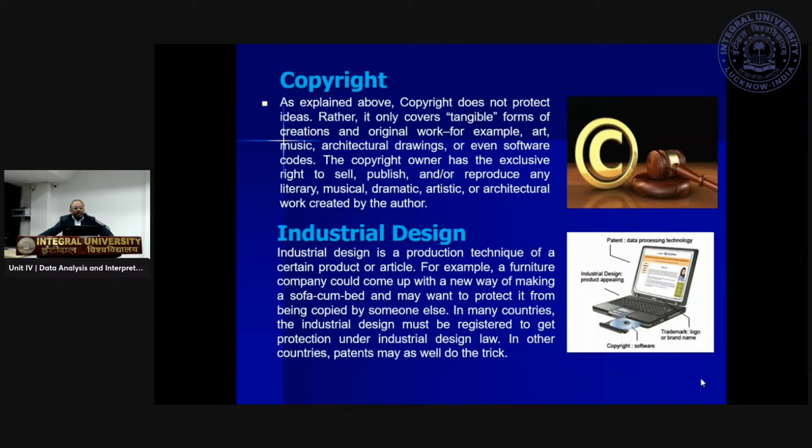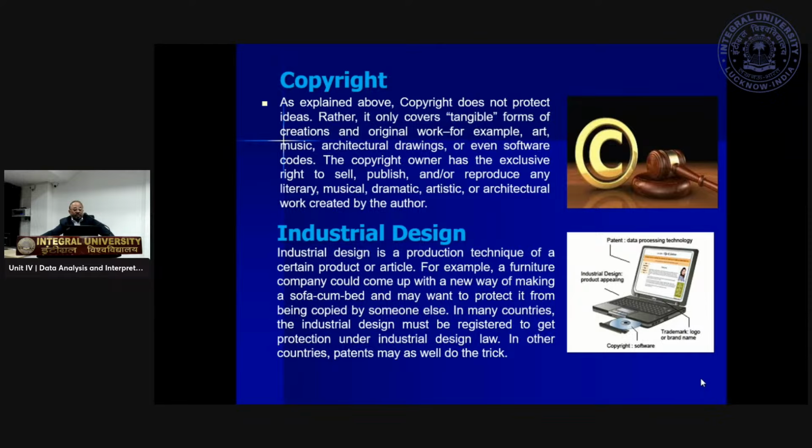Copyright I have already explained, and this is also a type of intellectual property right. It does not protect ideas; rather it only covers the tangible form of creations and original work. For example, art, music, architectural drawings, or even software codes. The copyright owner has the exclusive right to self-publish.